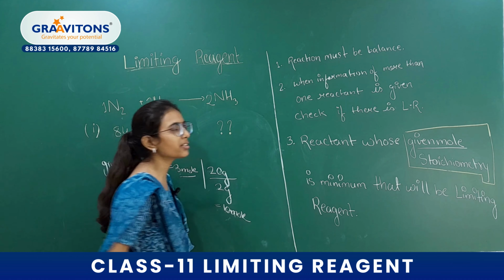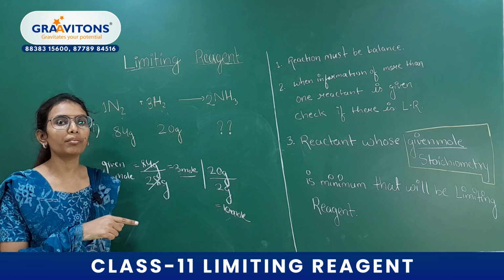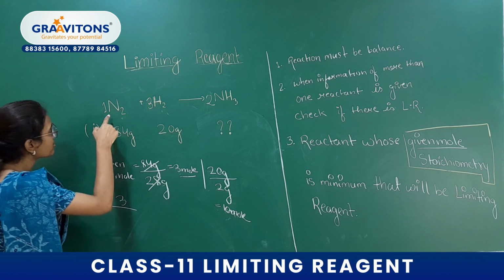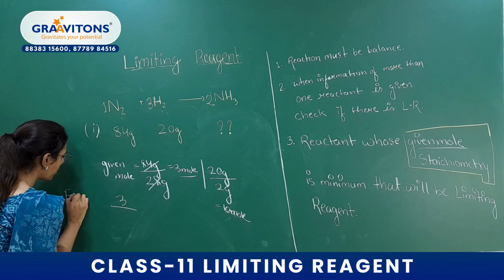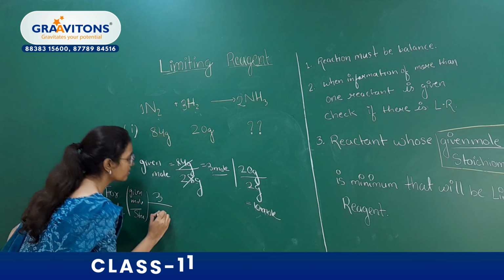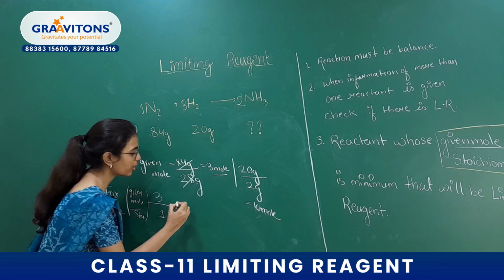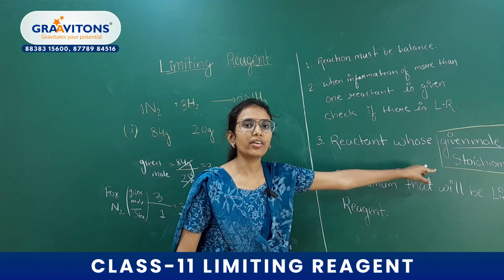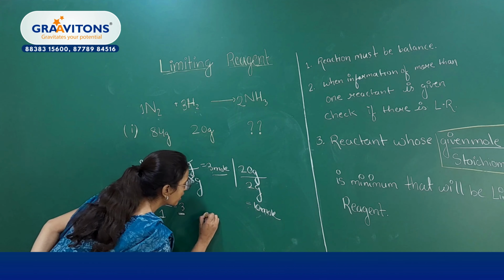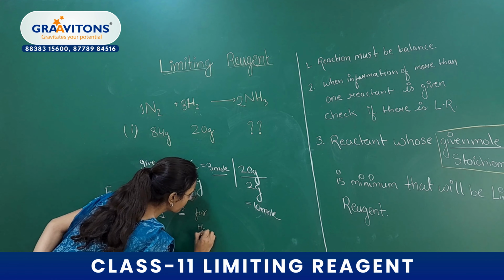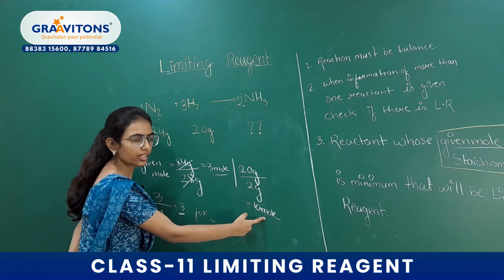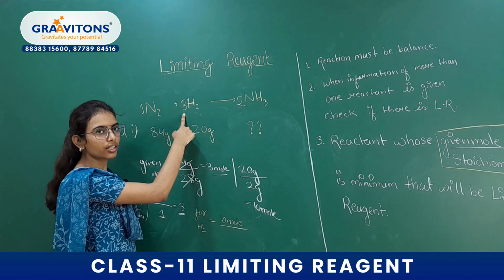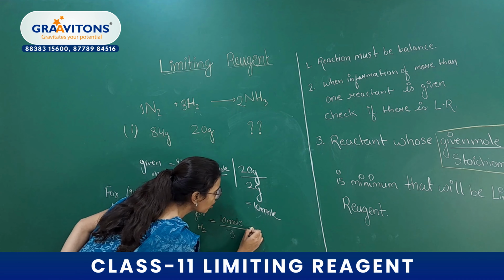We will divide by stoichiometry and then decide whose ratio is minimum, that will be the limiting reagent. So divide 3 by the stoichiometry of nitrogen. What is the stoichiometry of nitrogen? It is 1. So for nitrogen, the given mole by stoichiometry ratio is coming out 3. Now check for hydrogen: the given mole is 10 mole. What is the stoichiometry of hydrogen? It is 3, so you will divide by 3.